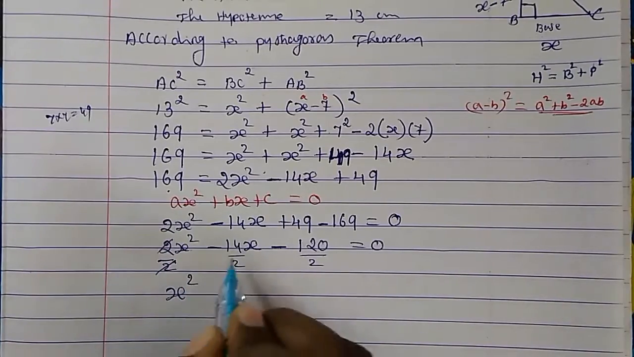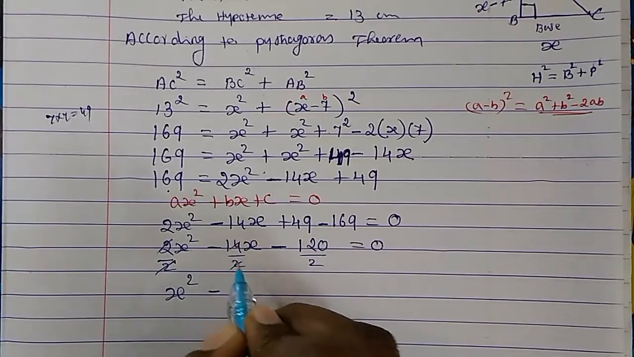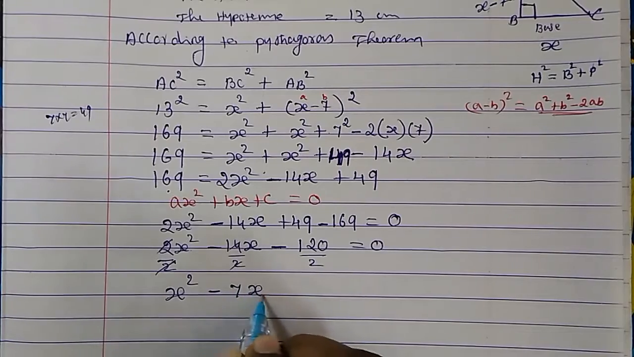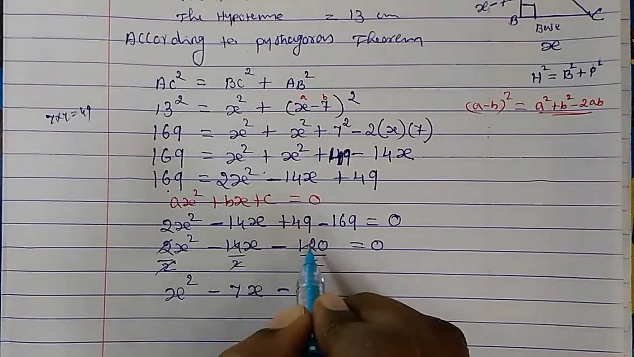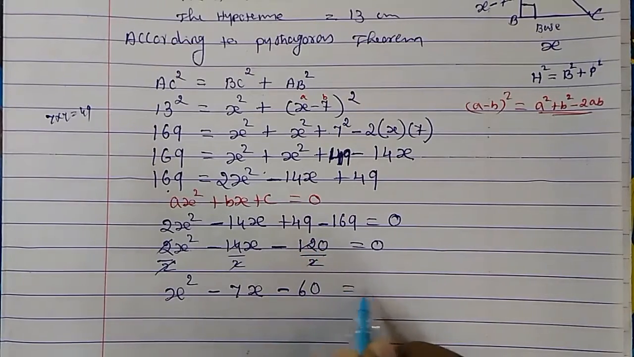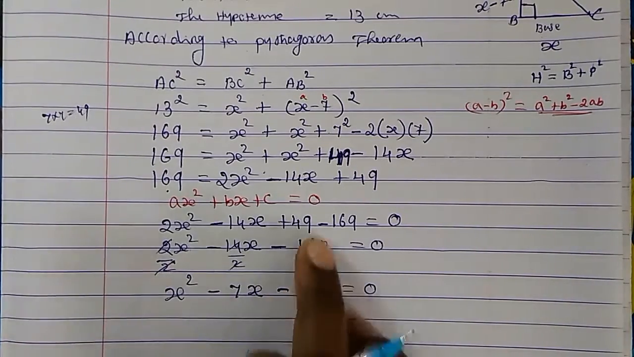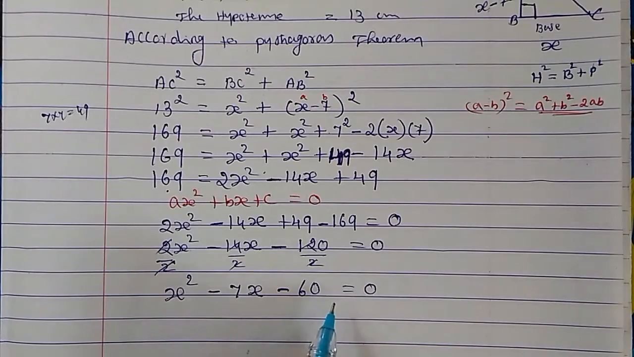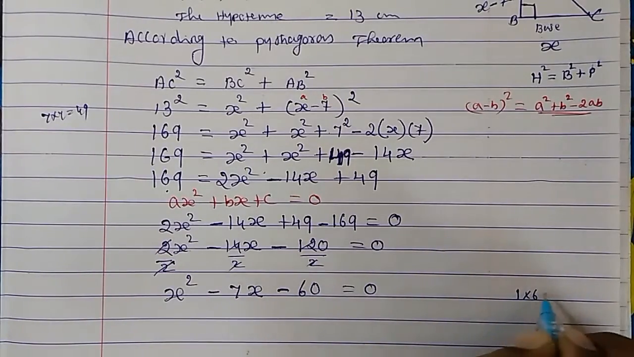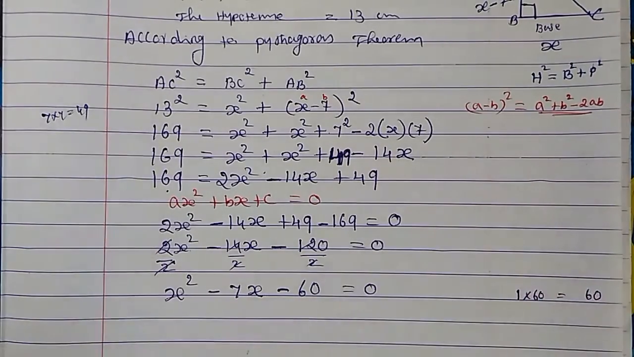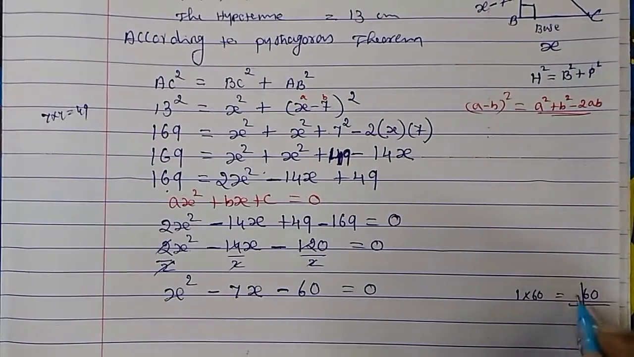So we get x square minus 7x, then minus 60. Okay, so now the equation has become still smaller. Now we can split the middle term. The coefficient of the first term is 1, the last one is 60. So what are the factors of 60?